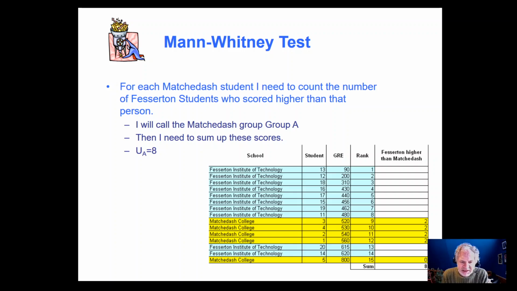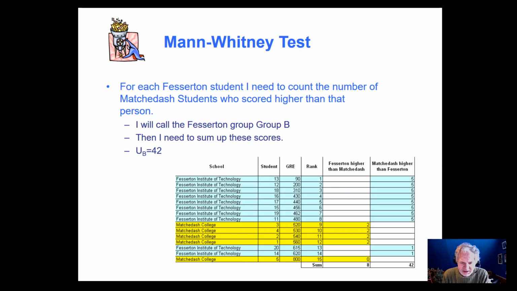I then complete that for the Festertons. For each of the Festertons, how many Match-A-Dash rank higher than each Festerton person? So all these people here ranked 1 through 8, there are 1, 2, 3, 4, 5 Match-A-Dash higher. So I put in a 5 here, and I do that for all of them. And for the 2 highest Festertons, ranked 13th and 14th, there's the one Match-A-Dash who ranks higher than them. I enter a 1 for both of those. Then I sum those values up, and it sums up to 42.